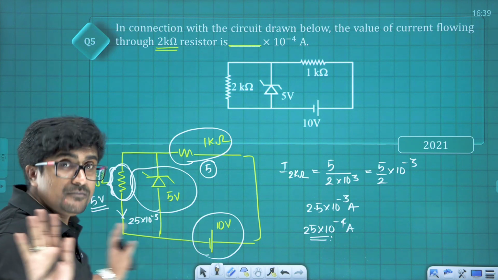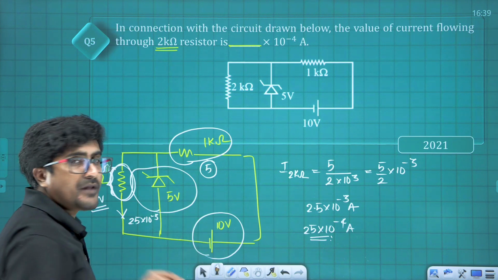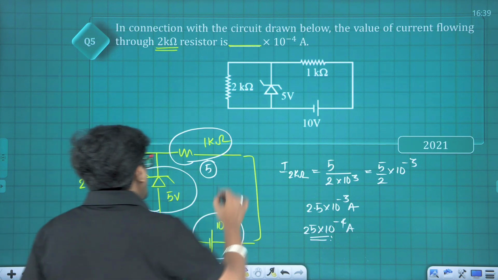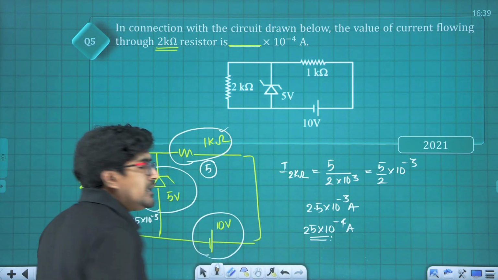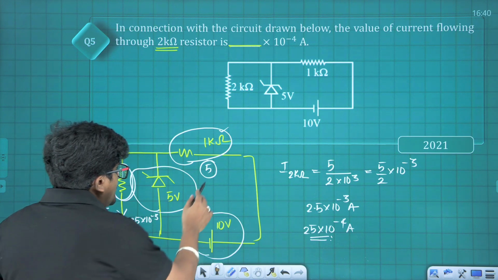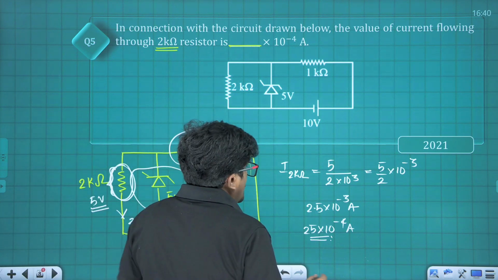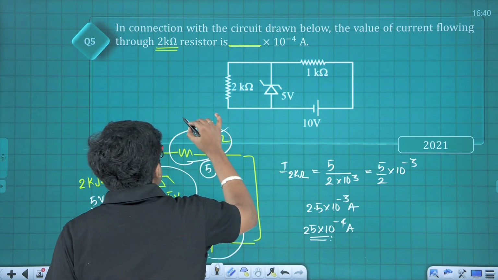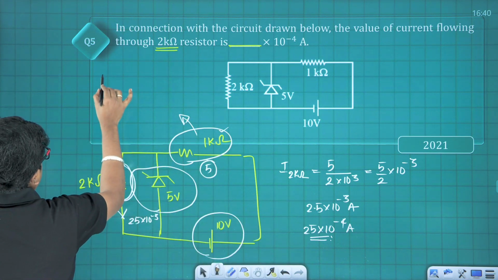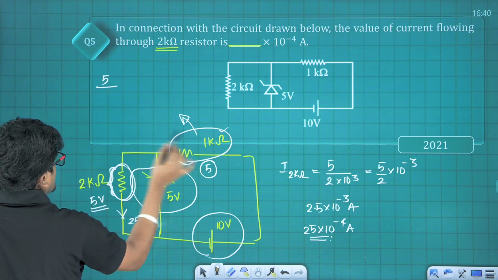Okay, the question is over here, you must understand. But I would like to ask you one more point here. What is the current flowing through this 1 kilo ohm resistor? See, have a look. If I focus my attention over here, what is the potential drop? It is 5 volt. What is the resistance here?